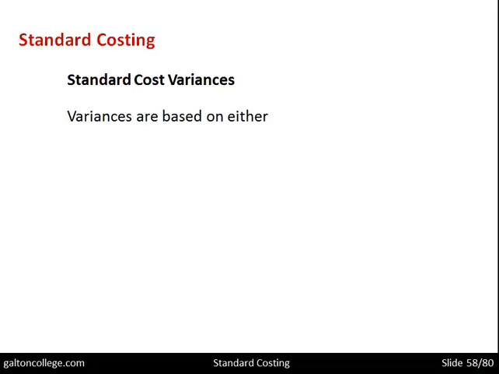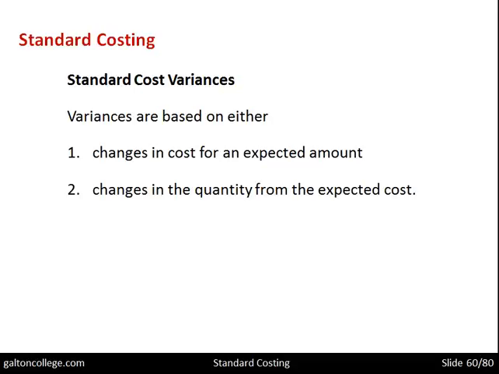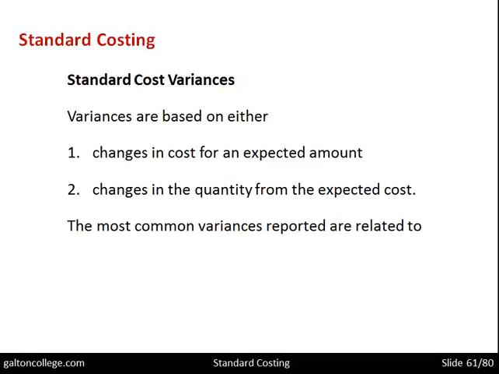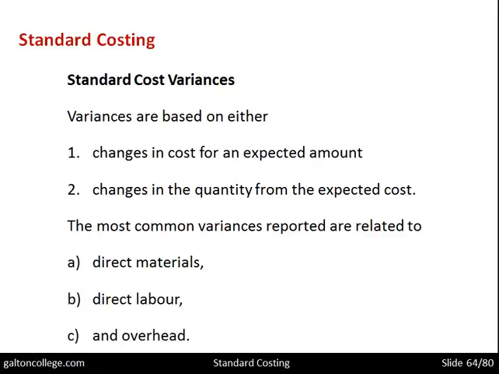Now variances are based on either changes in costs for an expected amount or changes in quantity from the expected cost. So we have changes in cost for an expected amount or changes in quantity for an expected cost, depending on which way we want to do it. The most common variances reported are related to direct materials, direct labour and overheads. These are the most common variances that accountants seem to focus in on.